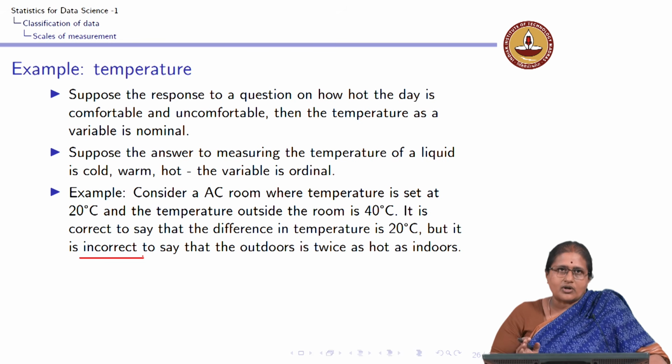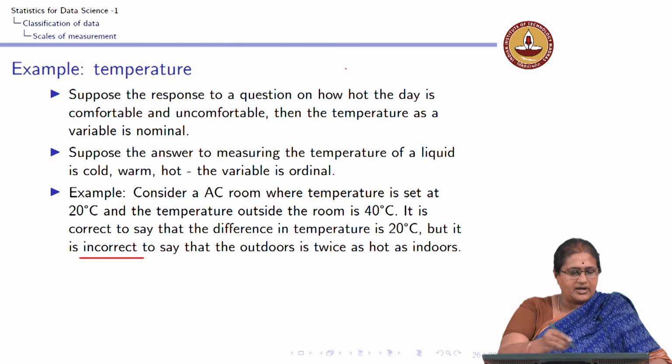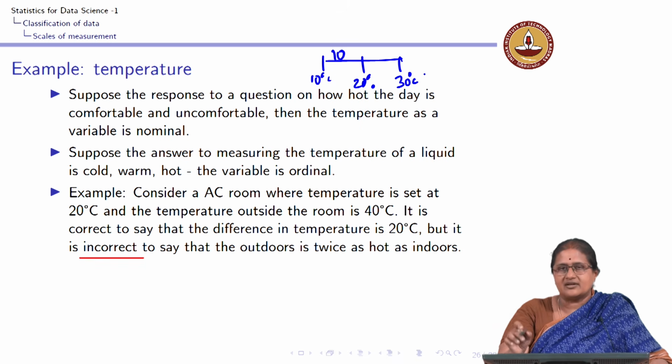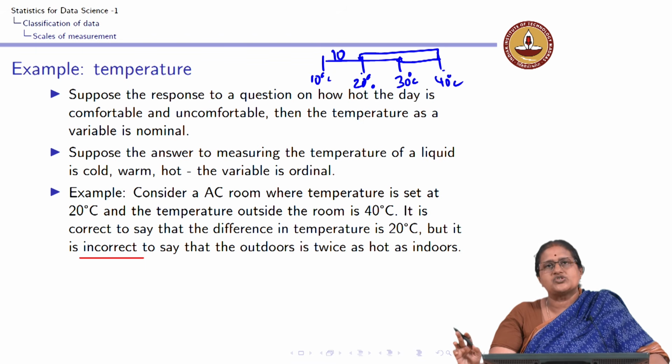So, when I am talking about an interval scale, I know the difference between 10 degrees centigrade and 20 degrees centigrade is 10, which is the same as the difference between 20 degrees centigrade and 30 degrees centigrade, which is the same as the difference between 30 degrees centigrade and 40 degrees centigrade, but I cannot make a statement that 40 degrees centigrade is twice as hot as 20 degrees centigrade.